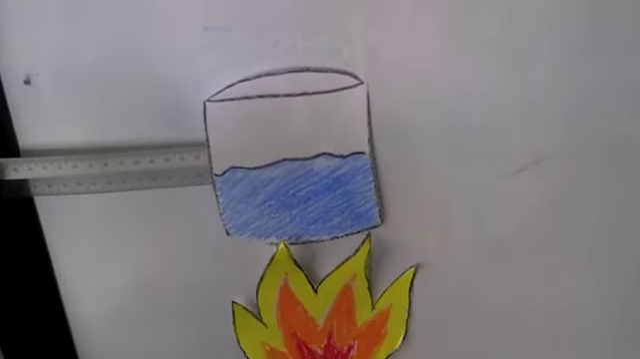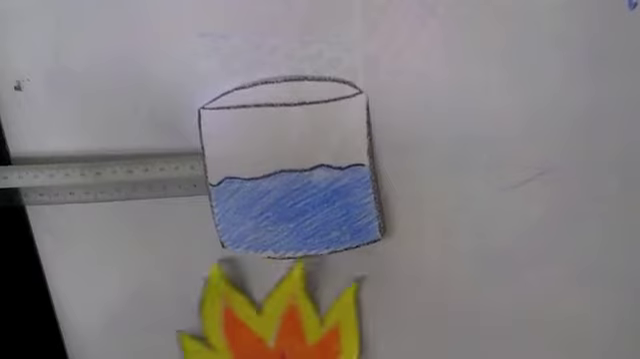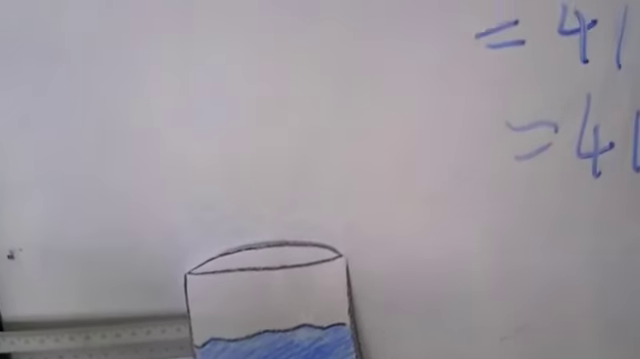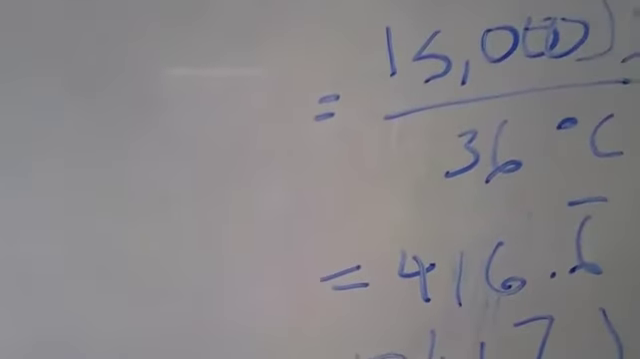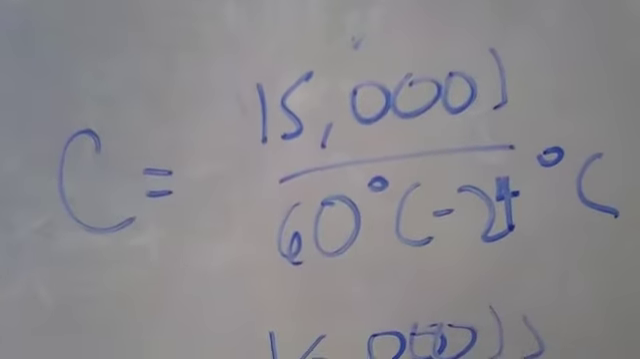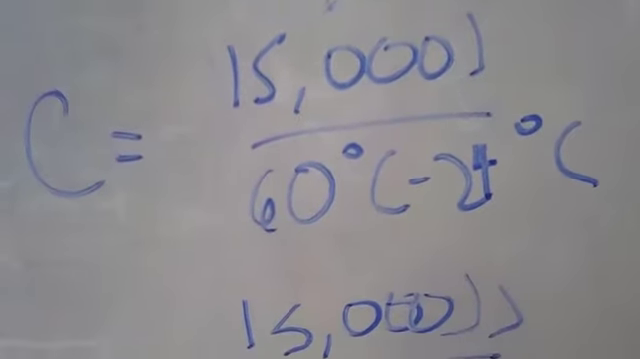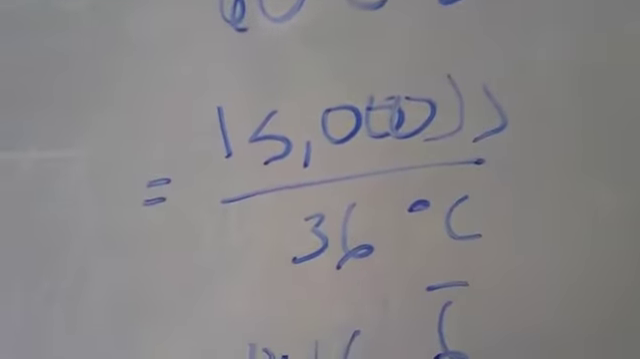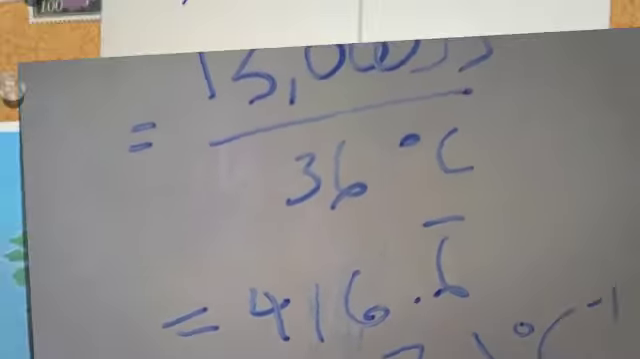An example problem: if we take a beaker of 100 milliliters of water and heat it so that the temperature increases from 24 degrees to 60 degrees, and about 15,000 joules of thermal energy is transferred, what is the thermal capacity? We can solve this equation by simply substituting in the values and solving. So the answer is about 417 joules per degree Celsius.